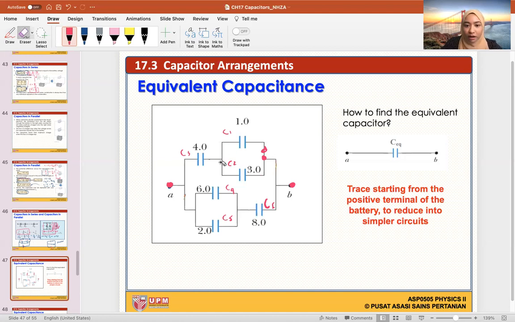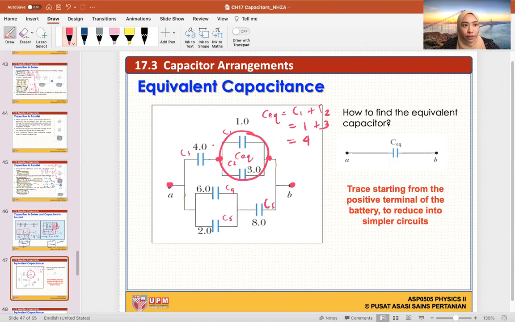So if they are parallel, I can use the equation C equivalent equals C1 plus C2. So the C equivalent between this point and this point is equal to 1 plus 3 equals 4. This is not the C equivalent from A to B. This is the C equivalent for this point only.